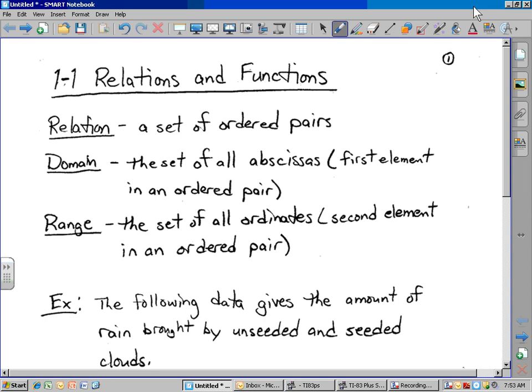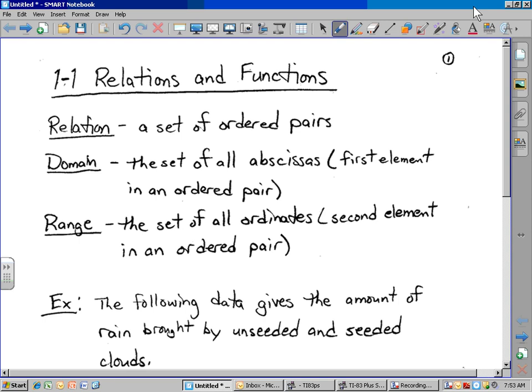Okay, 1.1 relations and functions. We have some vocabulary to go over. First, a relation is simply a set of ordered pairs. In a relation, we have a domain and range. The domain is a set of all abscissas. You've probably never heard that word, but that's basically just the first element in an ordered pair. The range is a set of all ordinates, or the second element in an ordered pair. So domain represents the first, range represents the second.